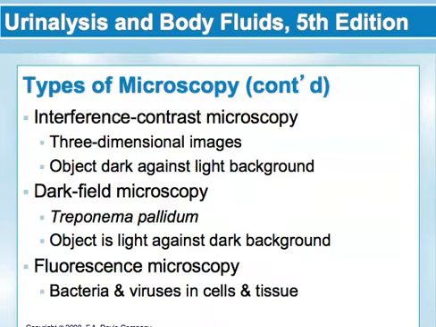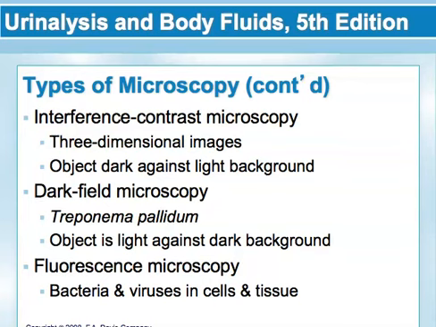Okay, next is interference contrast, which provides a 3D image that has very fine structural detail. It does this by splitting the light ray so that the beams pass through the different areas of the specimen. The object is going to appear dark against a light background. This method is not routinely used because it requires extensive modifications to bright field.